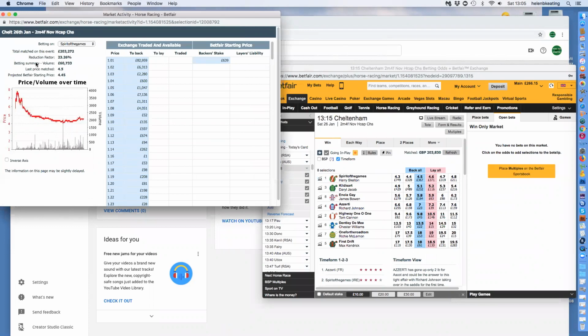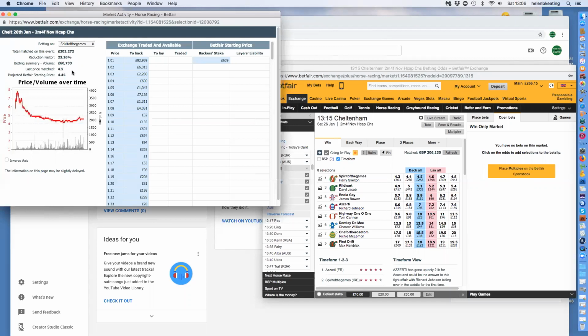And we see that the betting summary volume is 60,733. That's the total of all these bets here on this horse. That's what's been bet on Spirit of the Games. And the total on the event, the 13.15 at Cheltenham, is 203,000. Now, if you take that 61,000 and you multiply it by 4.5, you actually get 240 plus 30, so 270,000.